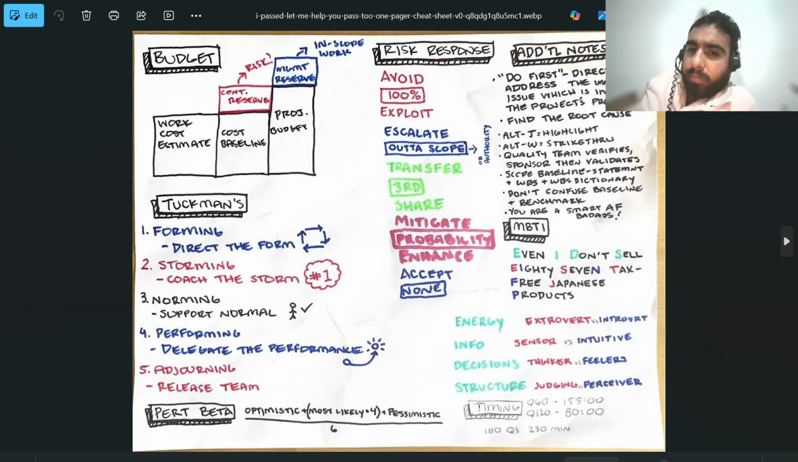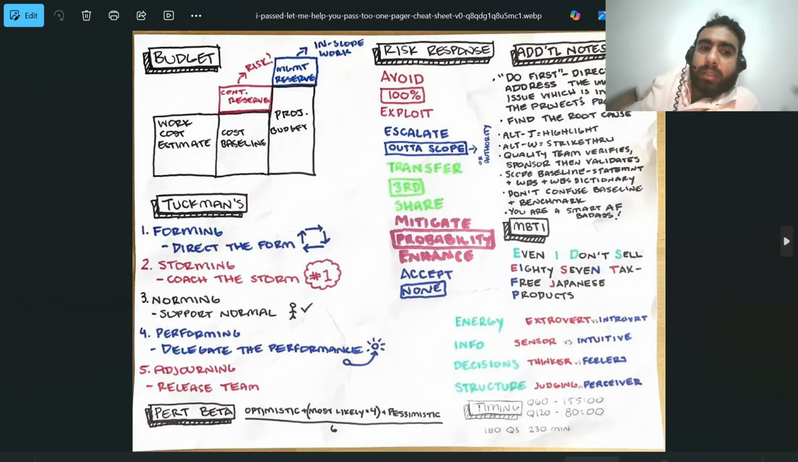We cannot make it completely zero, but we will reduce the probability of it. And the last one is accept, where we are going to do nothing. We have expected the risk. So this is all our risk strategy.